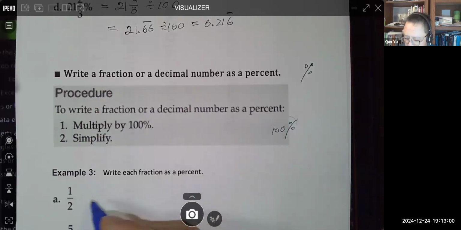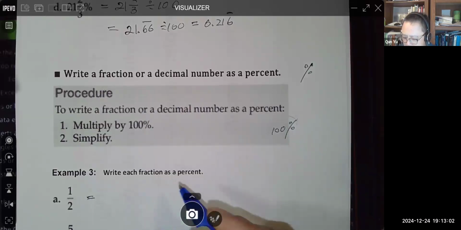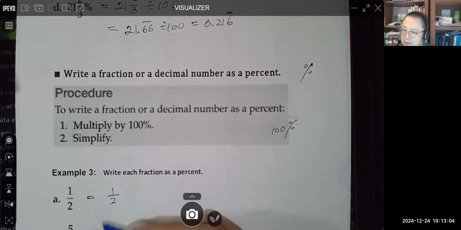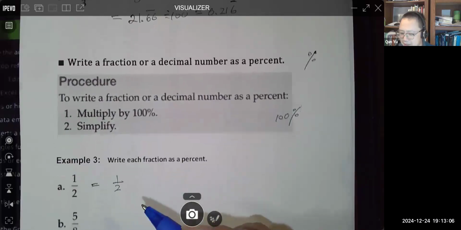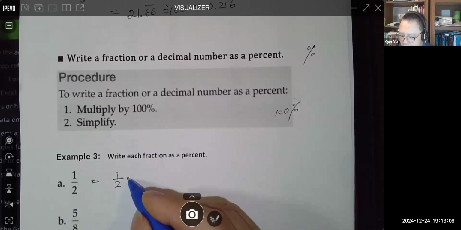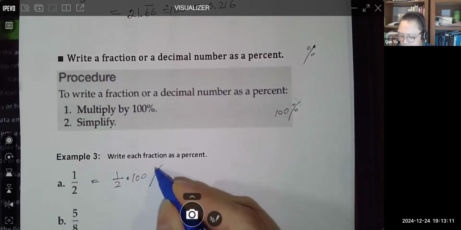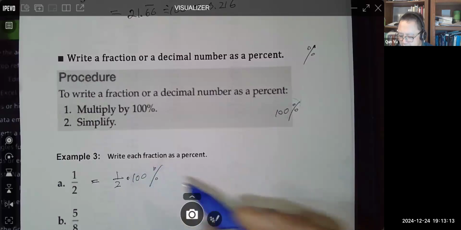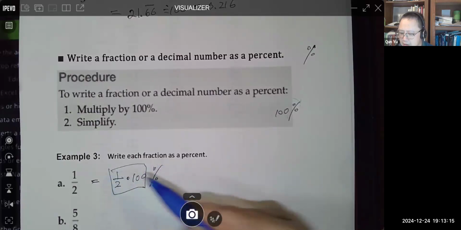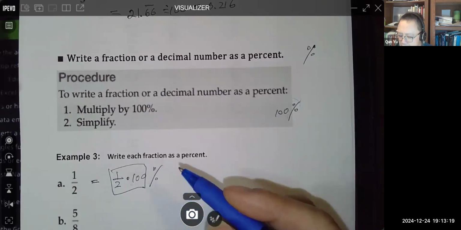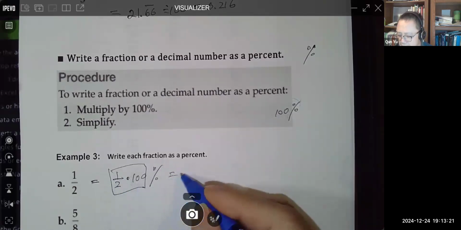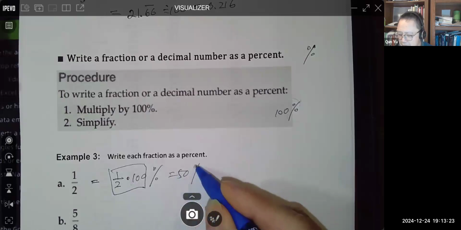So let's do that. Change this one to percent. Half is supposed to be 50%, right? But we pretend we don't know. We just multiply this by 100%. This is 1. Now only do the calculation with this part, you leave this alone because you need this as a part of your answer. It's simple. Half of 100 is 50, right? So 50%, makes sense?